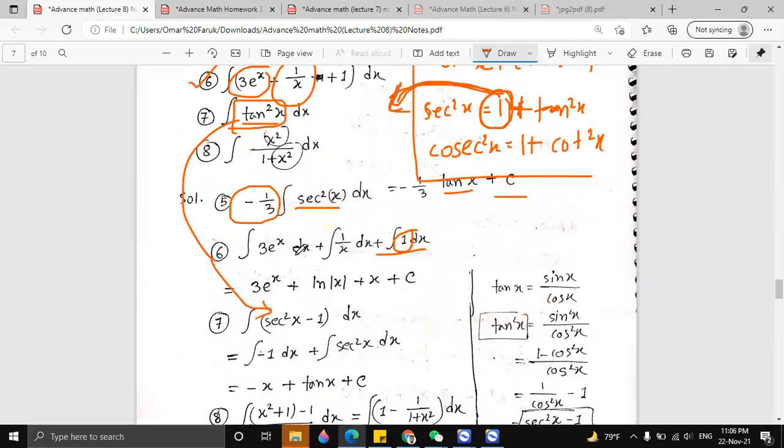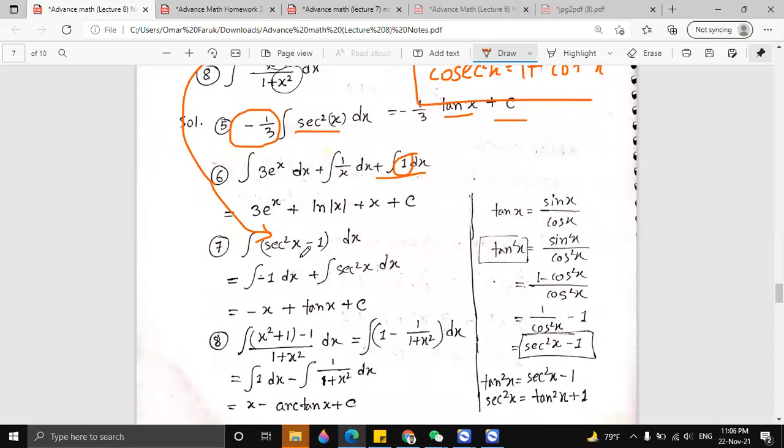And now if you use the sum rule here, the sum rule means we just split the integration sign across sec square x and minus 1. So you get integration of minus 1 dx and integration of sec square x dx, okay? So we know that the integration of a constant value will be the constant multiplied by x. So that means minus 1.